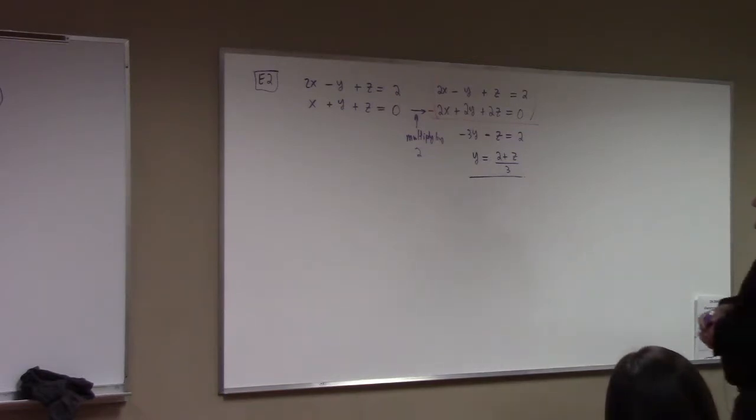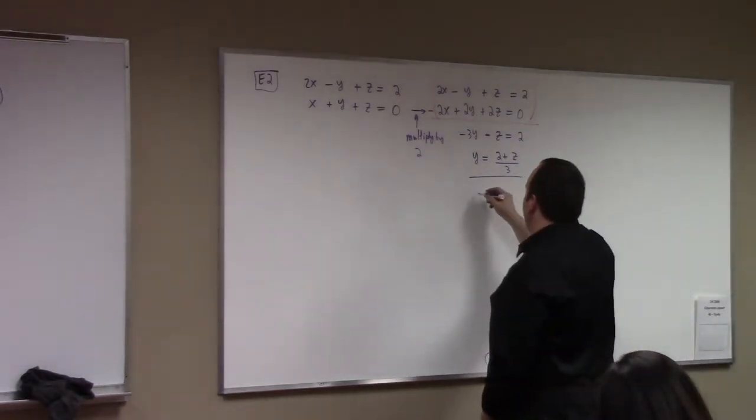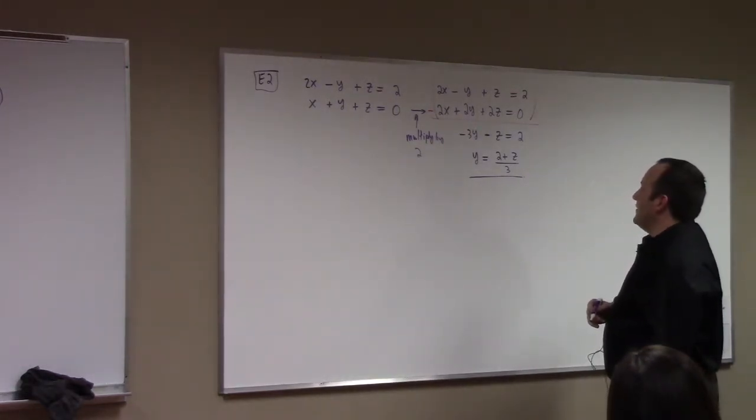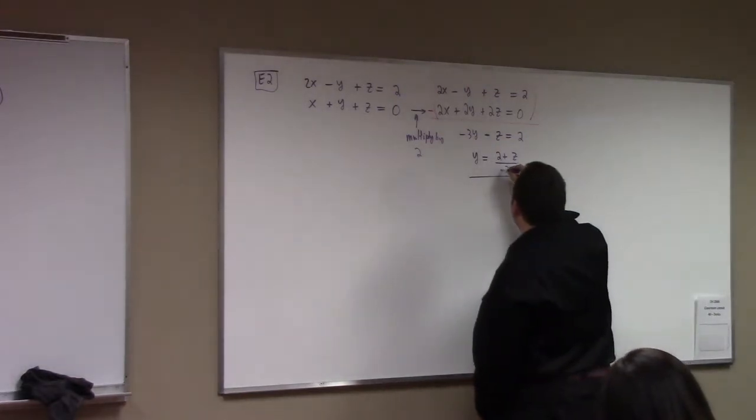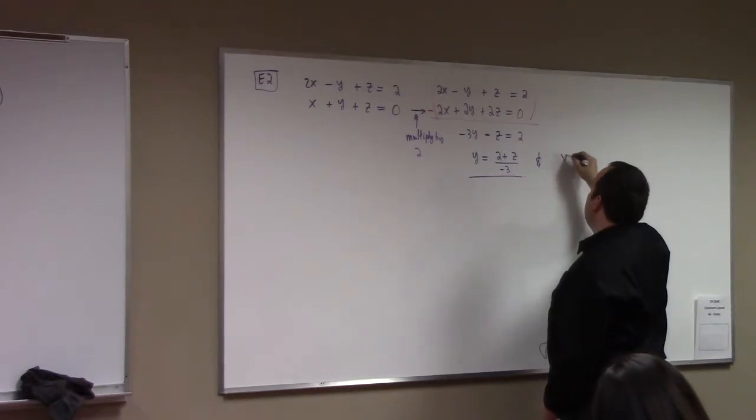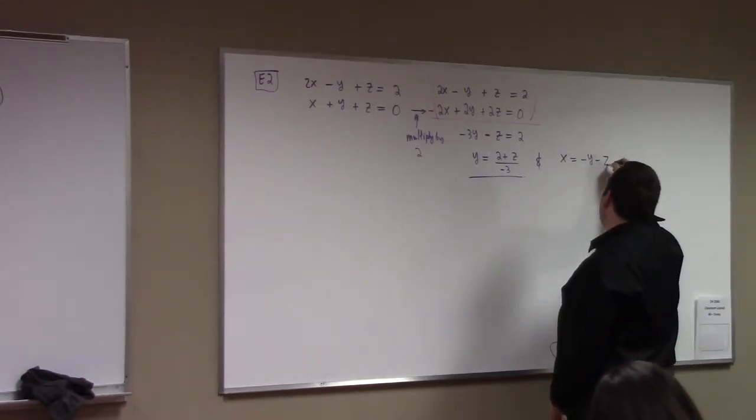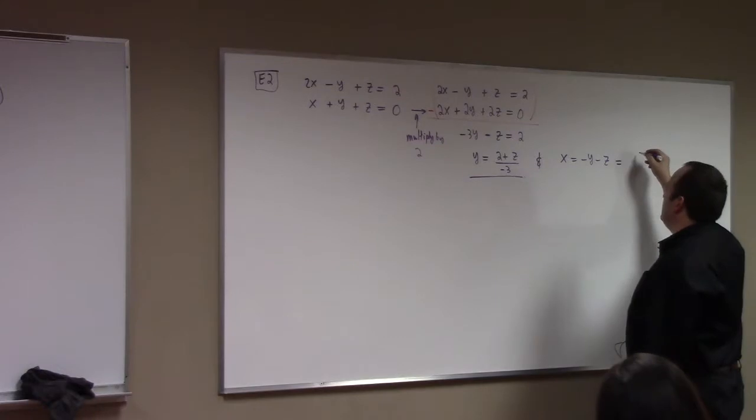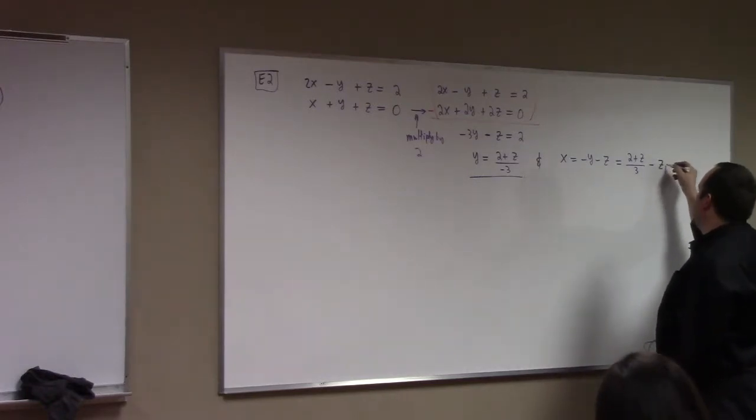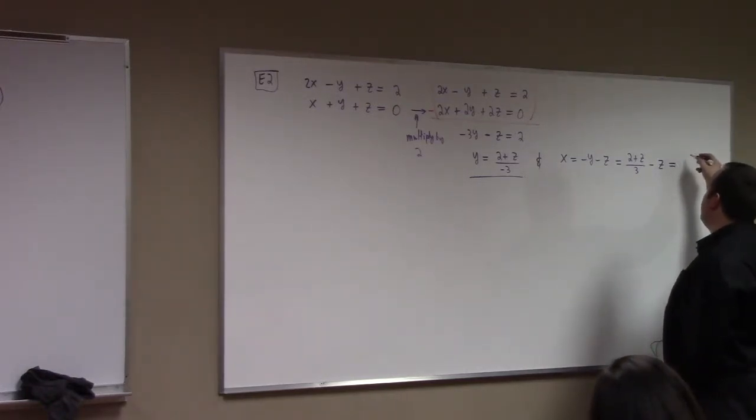I can go back. What's x equal to then? Did I miss my minus? Oh, yeah, minus 3. Thank you. And how about x? Let's see here. x is equal to minus y minus z, right? Which is actually minus (2 plus z) divided by 3, minus z, also known as 2 minus 2z divided by 3.